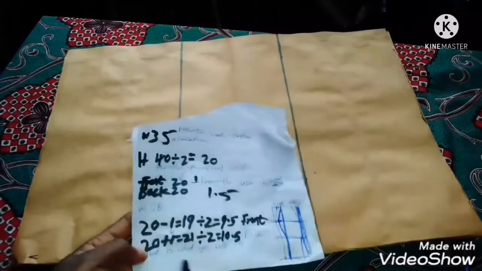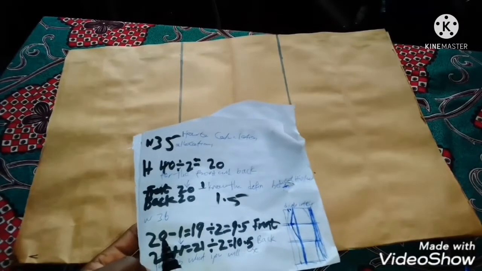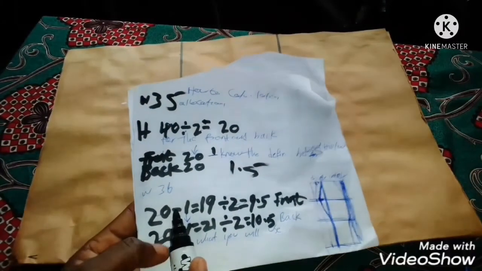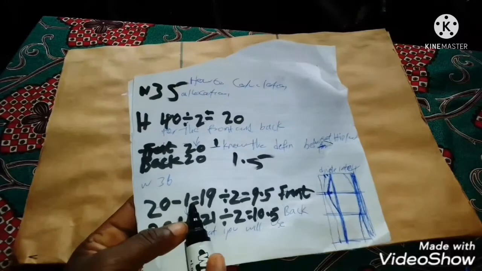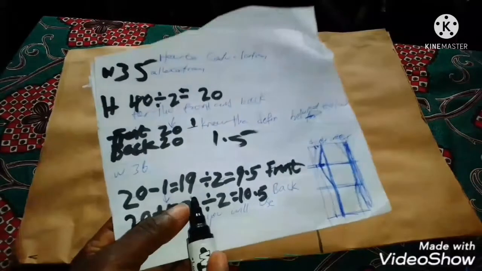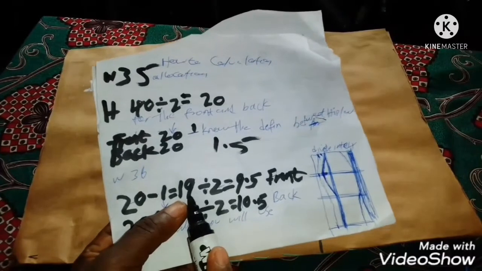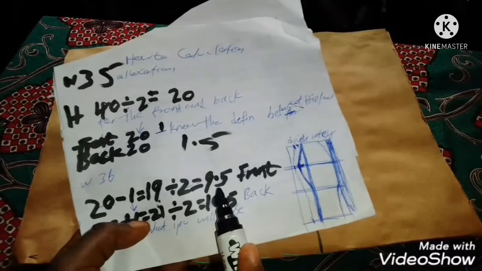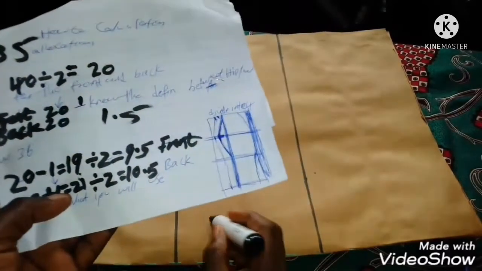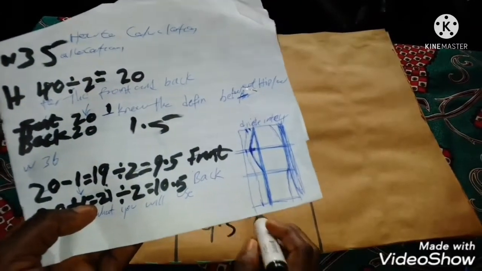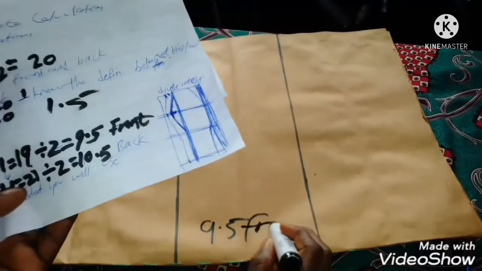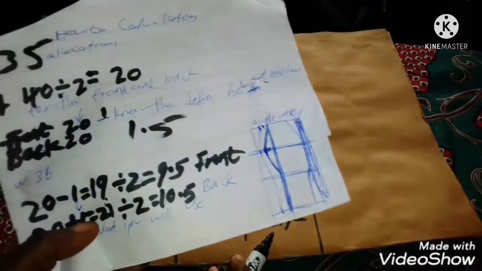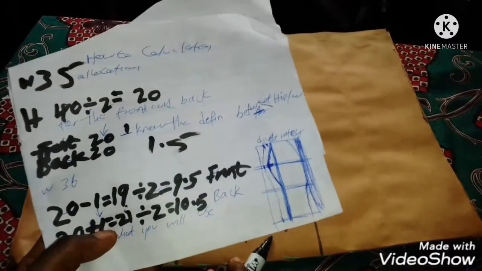Now let me explain it here very well. Now look at my 20 inches, my front part. The 20 inches that I minus 1 inch from, it remains 19 inches. All right. So this 19 inches, I will divide it into 2. 19 divided by 2 is 9.5. So this 9.5 is what I'll be using for my front part. I hope you get it. 9.5 is my front part measurement.